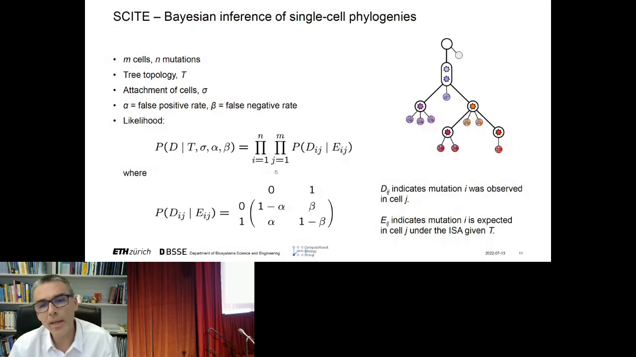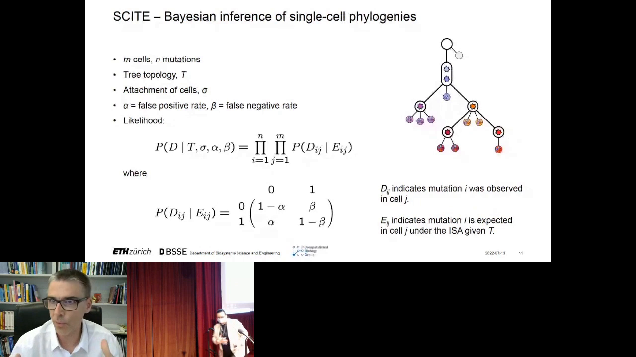And the likelihood then, well, is the probability of that matrix, and it just factors over both the rows and the columns of the matrix, so over both mutations and cells. And for each entry of the matrix, we have the probability of that entry, and that's just defined by a confusion matrix that takes the expected value defined by the tree into account and then compares it to the actually observed one. You can have false positives and false negatives. So that's the simplest model you can use in the sense that it doesn't have branch length. It only has the tree topology.